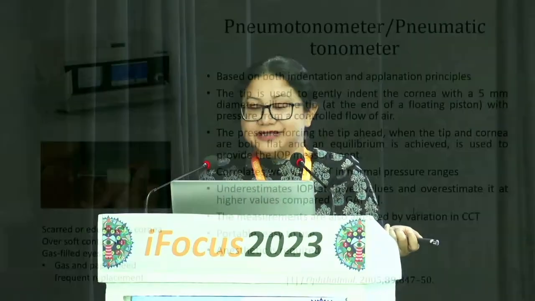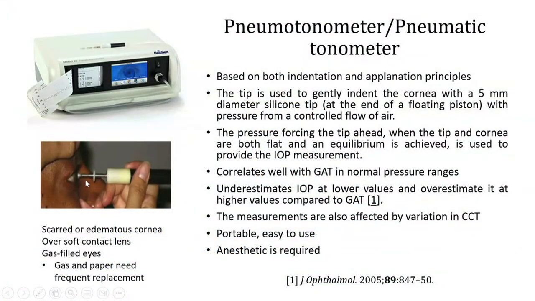Okay, sorry. So then the pneumatic tonometer uses both indentation and applanation principles. Here there is a small tip, used to indent the cornea, a 5 mm silicone tip. The pressure forces the tip ahead, and when the tip and cornea are both flat and an equilibrium is achieved, it is used to measure the intraocular pressure. This correlates well with the GAT in normal pressure ranges, but it overestimates or underestimates in the higher and lower pressure readings. This is portable and easy to use, but you need an anesthetic. It is used in scarred or edematous corneas, over soft contact lenses, and also in gas-filled eyes.